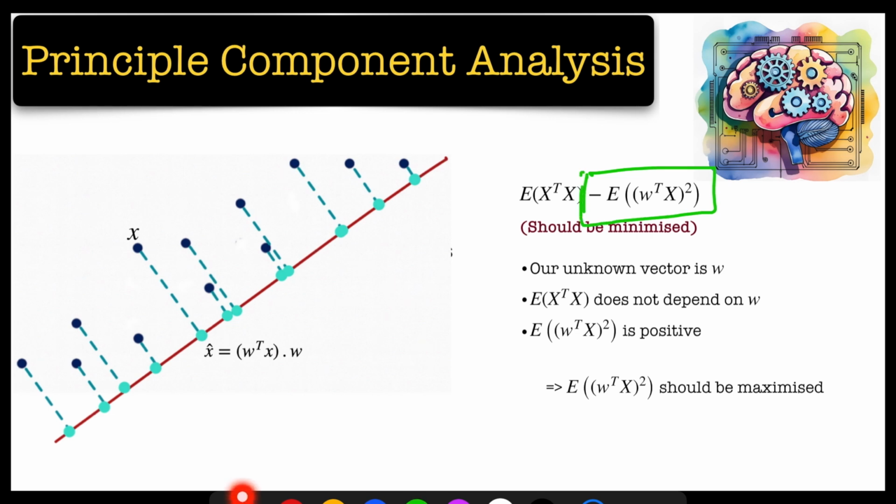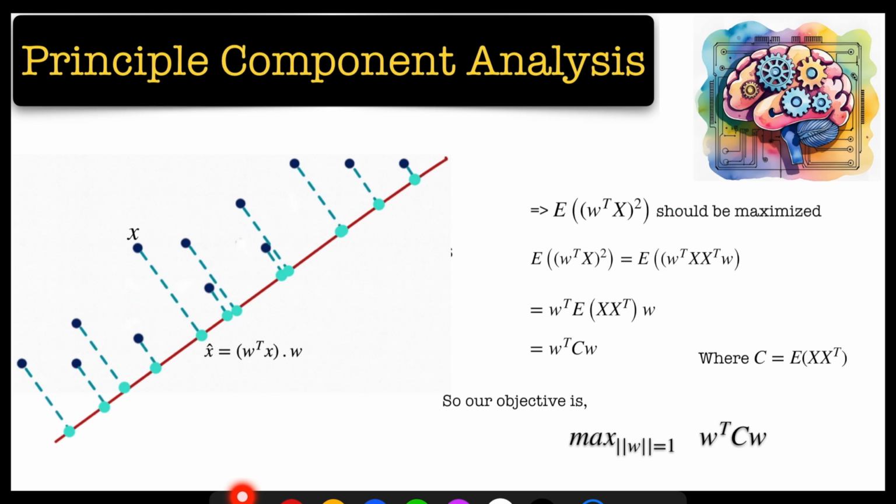But this E of W transpose x whole square is positive. This is a squared value, this is a positive one. So that means we have to maximize E of W transpose x whole square. This thing we have to maximize. So we will maximize this expected value of W transpose x whole square.